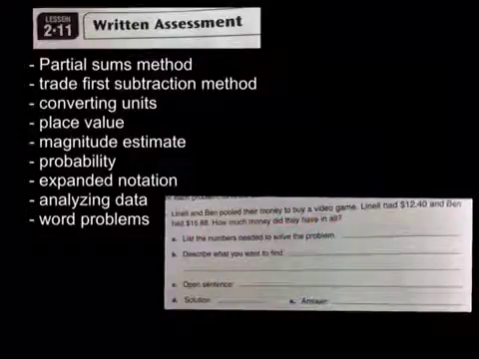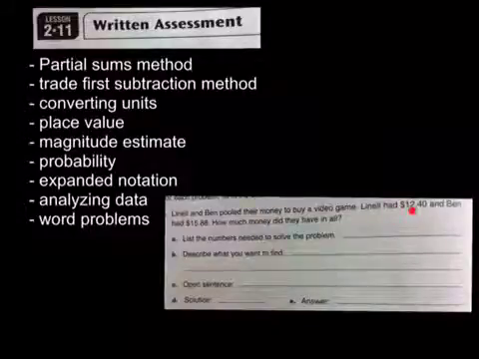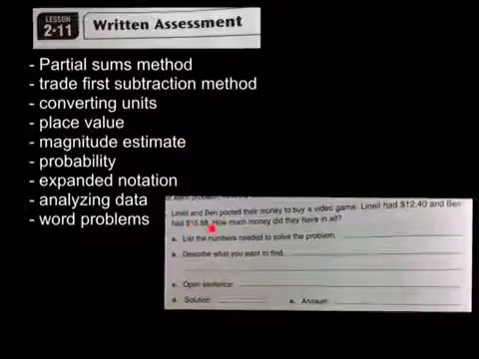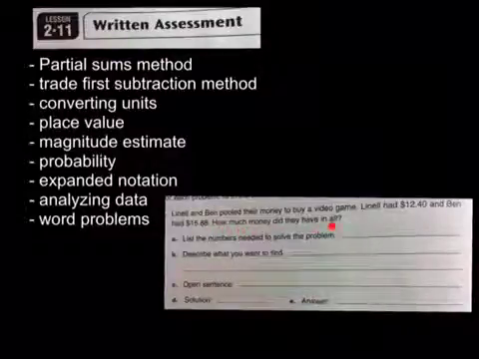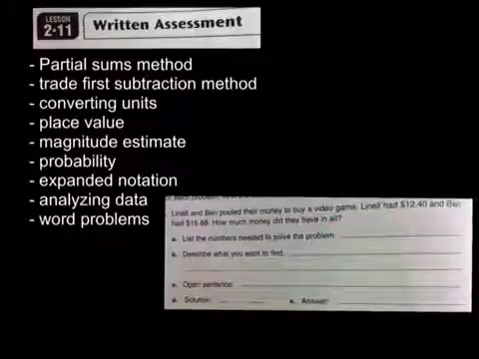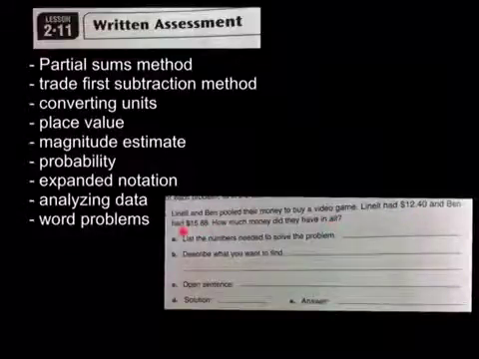So one student had $12.40 and the other one had $15.88. They pooled their money together. So these are the numbers that we need, and the question is how much money did they have in all. So what you would like to do, you need to figure out the sum of these two numbers together.